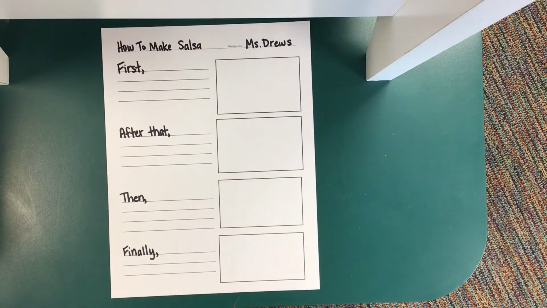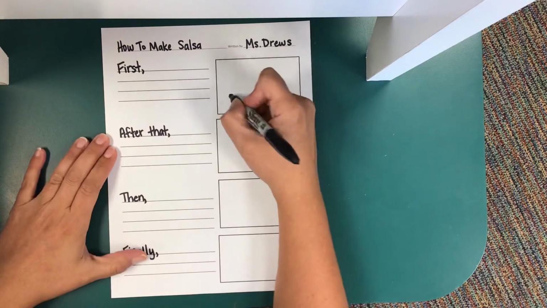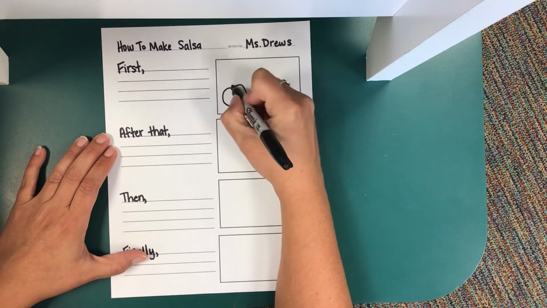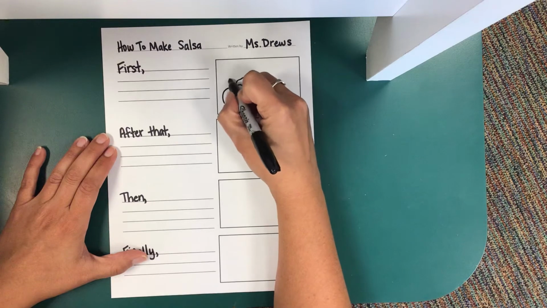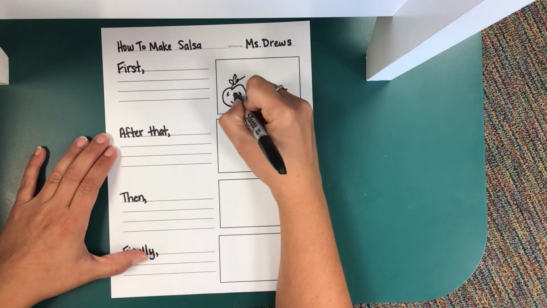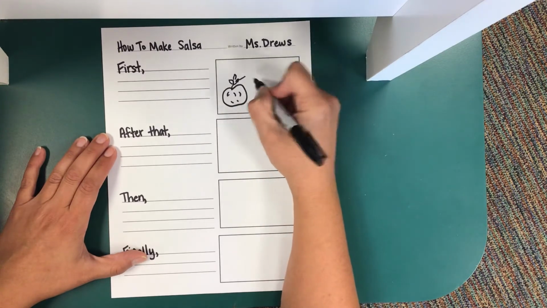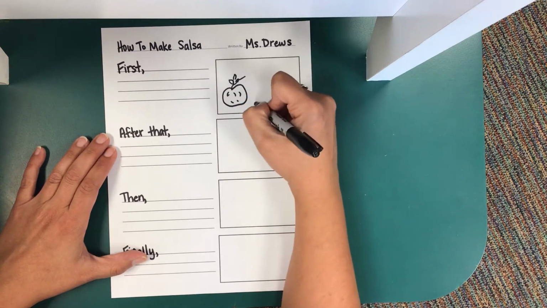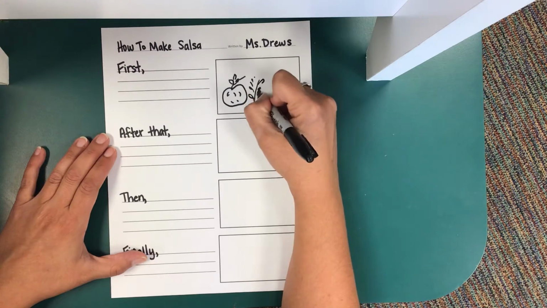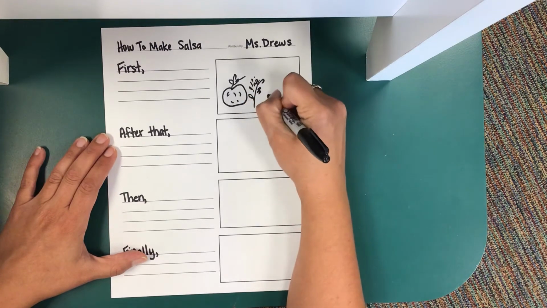Okay, so now what I'm going to do is I'm going to draw a picture of what I do first for making salsa. So the first thing I know that I need to do is gather my ingredients. I know that I'm going to need a tomato. Hopefully this isn't going to look like an apple. It kind of does. That's okay. So tomato. I know that I'm going to need some cilantro, which is like, they're herbs. They're so good. I'm going to need an onion.